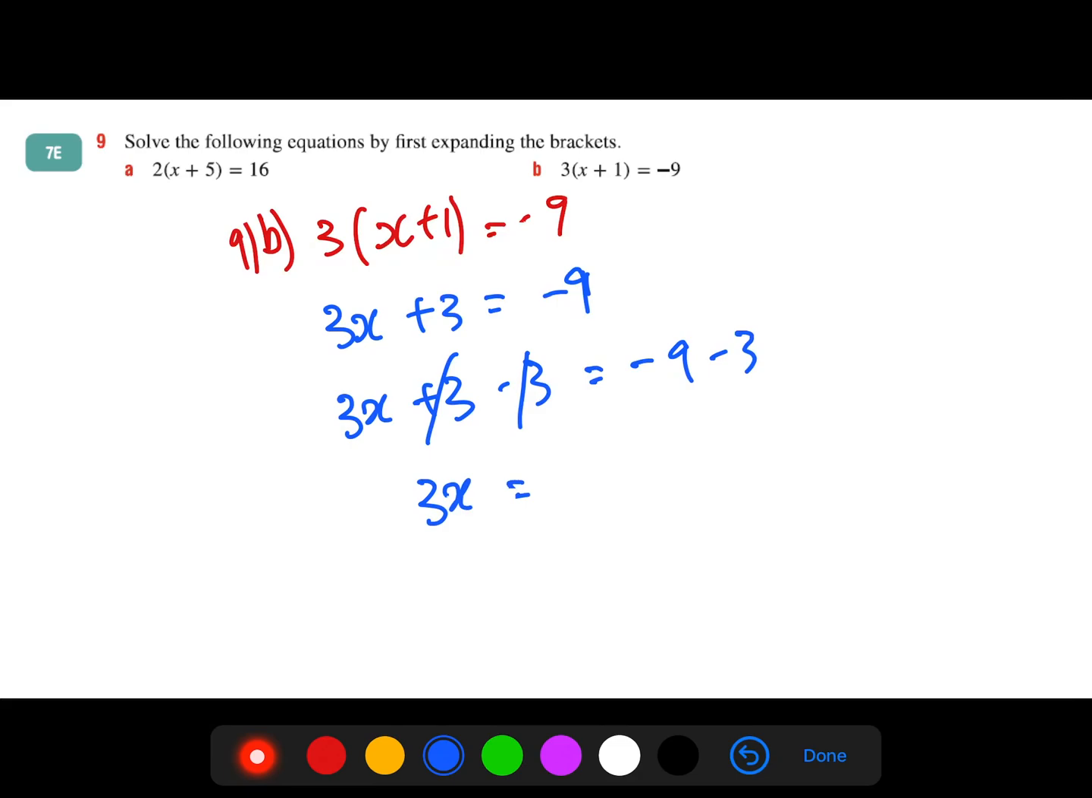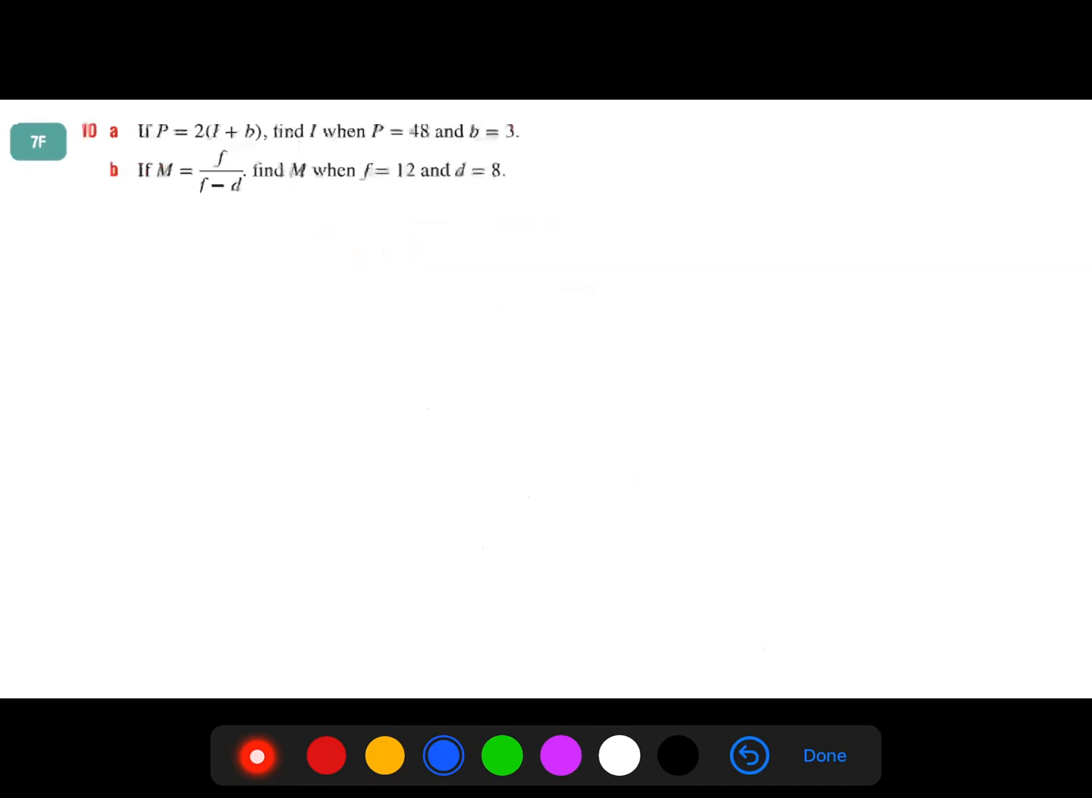Cancels out. It'll be 3x equals minus 9 minus 3. Going to negative now, so it'll be negative 12. So it'll be 3x divided by 3 is equal to negative 12 divided by 3 as well. The 3s will cancel out. I'll be left with x is equal to negative 12 divided by 3, which is negative 4. Like that.